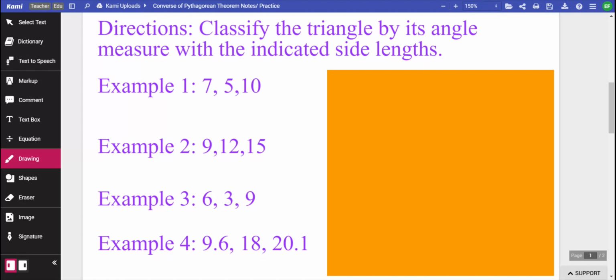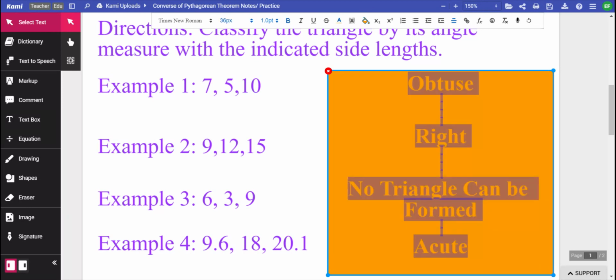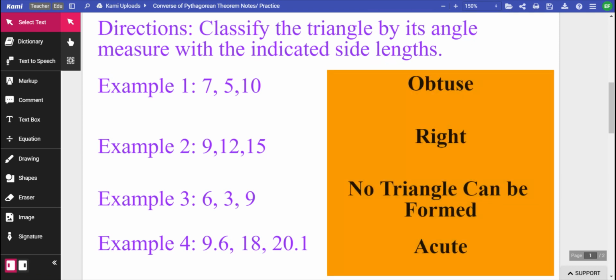So take a look at these four examples here. Go ahead and pause the video. And when you are ready, after you think you've tried these problems, go ahead and hit play again, and you will see the answers pop up here to the right. So go ahead, pause the video now and try your problems. So you can go ahead and check your answers here.